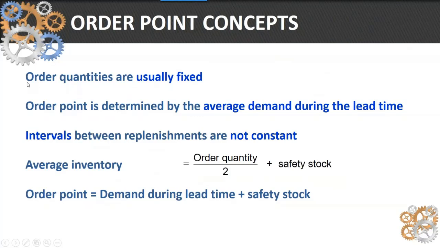Here are some reorder point concepts. The order quantities are usually fixed, where that EOQ, or that lot size, is normally the same. Reorder point is determined by the average demand through lead time. So if you're going to use reorder points, you need to recalculate demand every single month or every single period. The intervals between replenishment are typically not constant, because that demand curve that we saw on the sawtooth curve is not necessarily constant and consistent. The average inventory is equal to the order quantity divided by 2 plus safety stock.